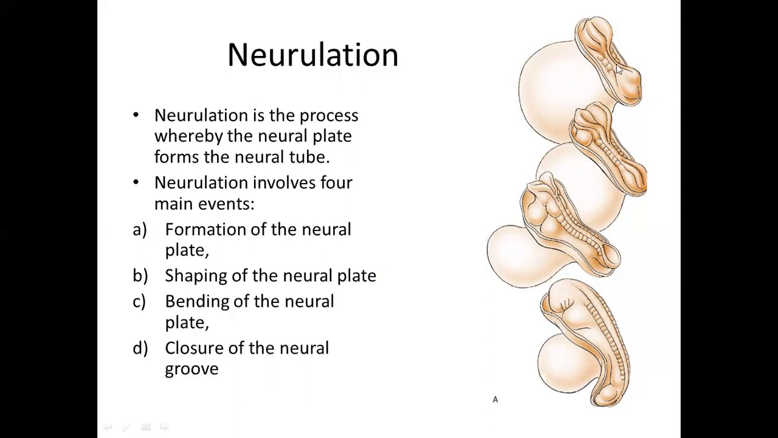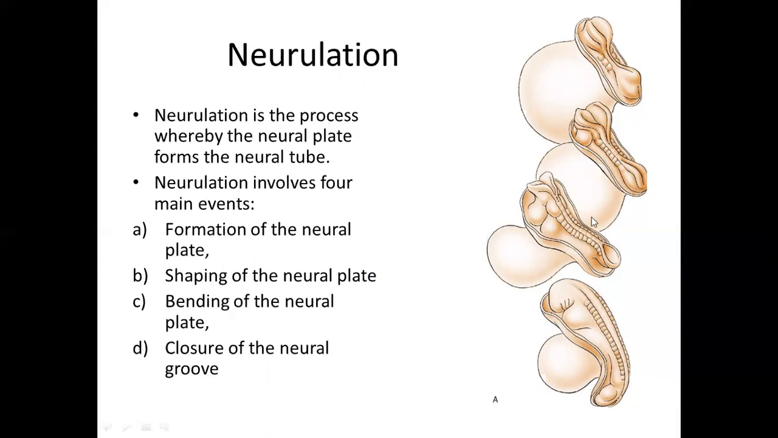Firstly, the formation of a neural plate, how it was formed under the induction of the notochord. The overlying neuroectoderm, the ectoderm, thickens. The cells elongate and they will form a neural plate. Then there is a shaping of the neural plate, that is the cranial end is somewhat expanded. The caudal end is narrow.